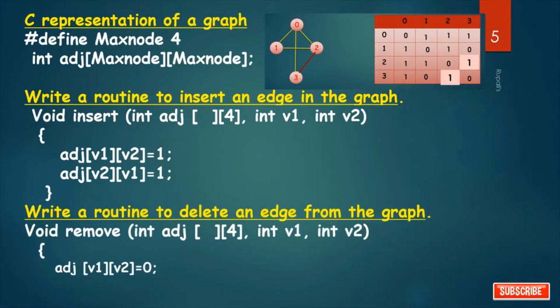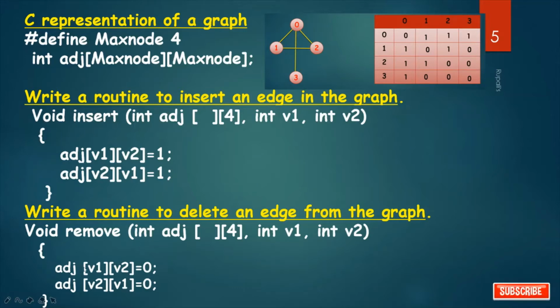Write a routine to delete an edge from the graph. So you have to do just the opposite of the previous one. Here function name is remove. Here you have to pass this two-dimensional array adj and V1 and V2 where you want to remove the edge. See, I want to remove this edge 2, 3. So you have to remove this. You have to give 0 here for 2 to 3 and 3 to 2.